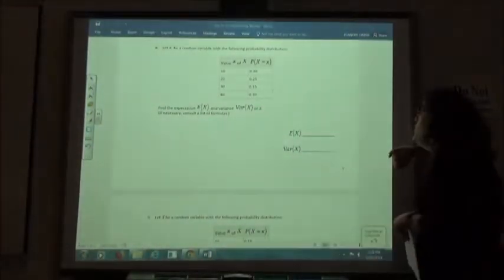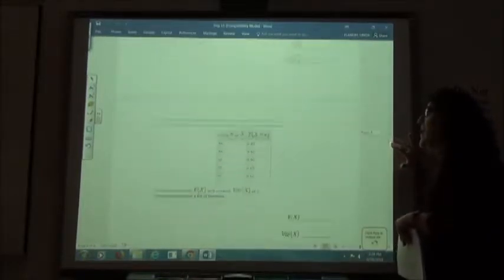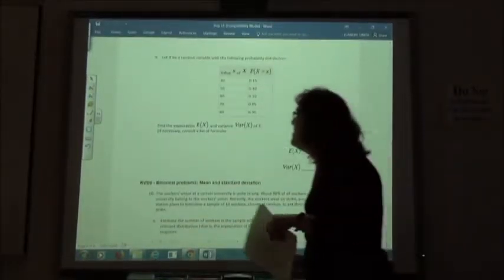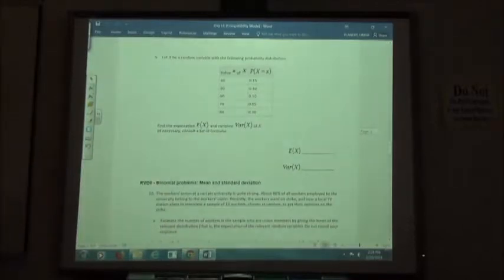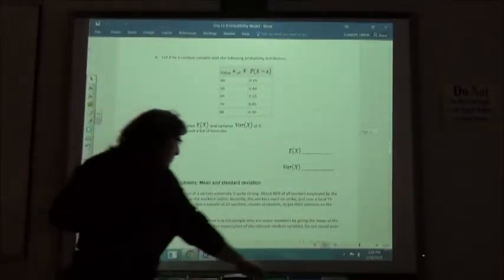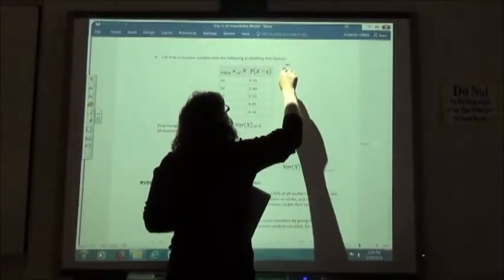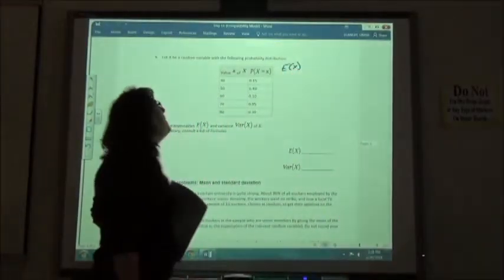I don't know why they have you do variance. It really has no meaning to anything unless you actually do the standard deviation, but they do. So number 9, again, first of all, we want to find our expectation. So if we're going to find our expectation, what are we going to do?